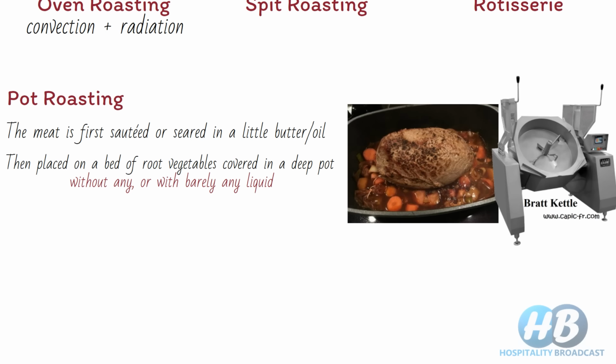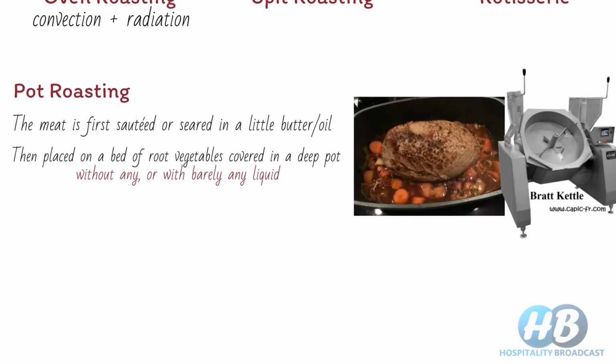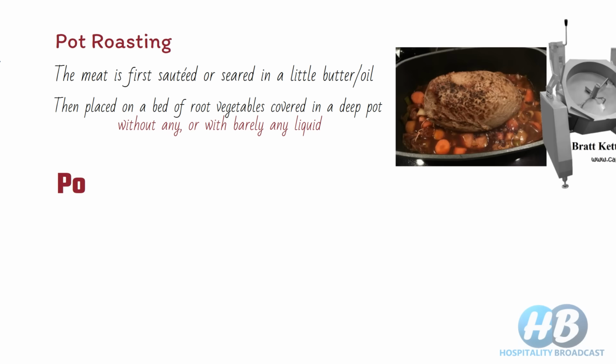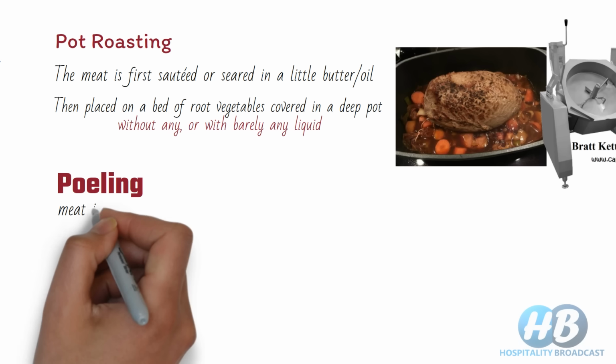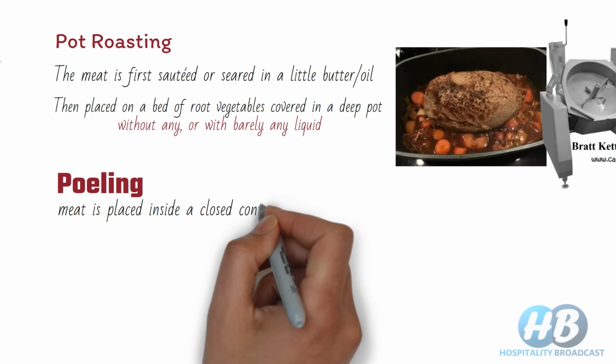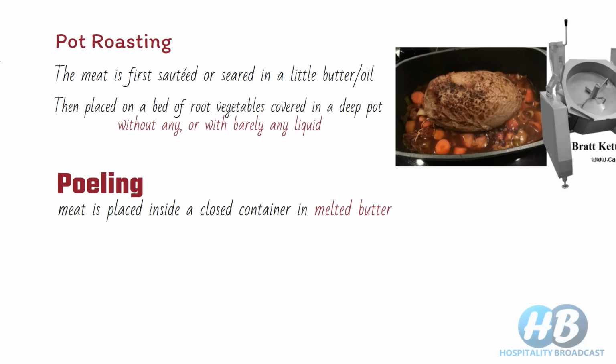finished in an oven. Now, one of the similar terms related to pot roasting is poling. In poling, meat is placed inside a closed container in melted butter. No liquid is added. As food is cooked in an enclosed container, moisture will be retained and the food gets cooked in its own juice.